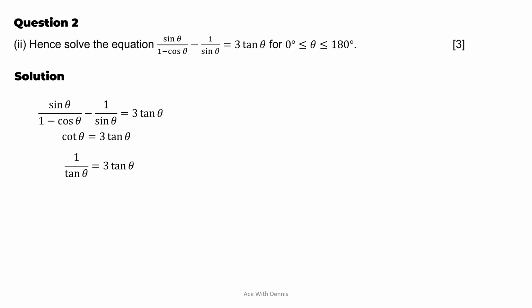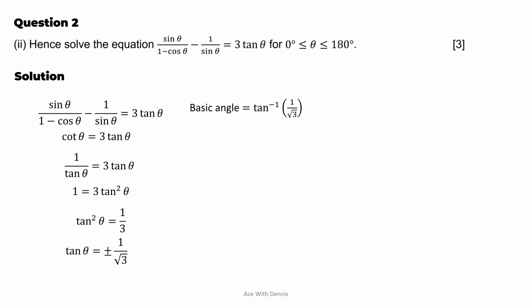Cotangent theta is 1 over tangent theta, which equals 3 tangent theta. The equation becomes 1 equals 3 tangent squared theta, where tangent squared theta equals 1 over 3. So tangent theta will be plus or minus 1 over square root 3.